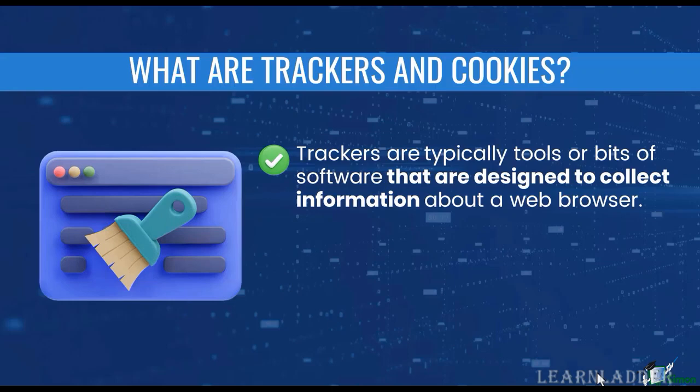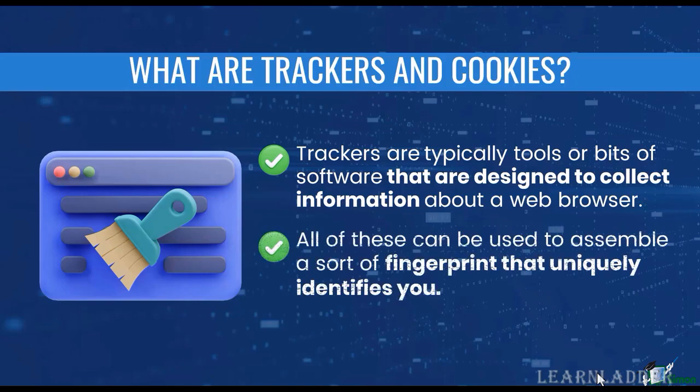Trackers are tools, bits of software designed to collect information about a web browser. The most straightforward bit of tracking they can do is to get the IP address of the computer you're browsing, since that information is included in data that you send them over the internet. Trackers can also collect information about your device, the type of web browser you use, the type of computer you're using, and much more. All of these can be used to assemble a digital fingerprint that uniquely identifies you.